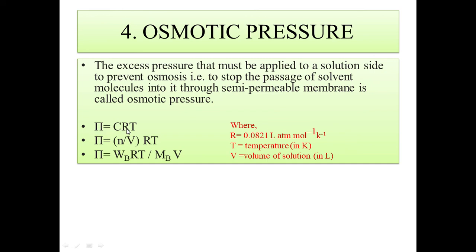Pi is equal to MRT, that means CRT. The same thing is there, MRT or CRT. M means molarity. C means concentration or molarity, in mole per liter. R is your universal gas constant having value 0.0821 liter atm mole inverse per Kelvin, and T is your temperature in Kelvin. So C is your concentration in mole per liter, that is n by V. If we expand n, it is W by M, times V. We already talked about it.